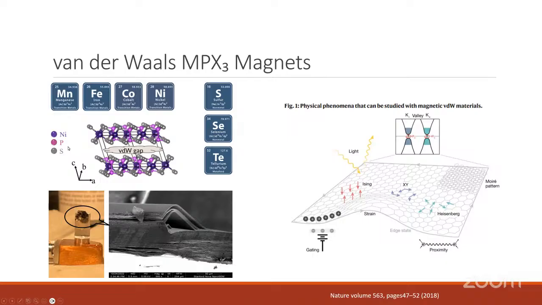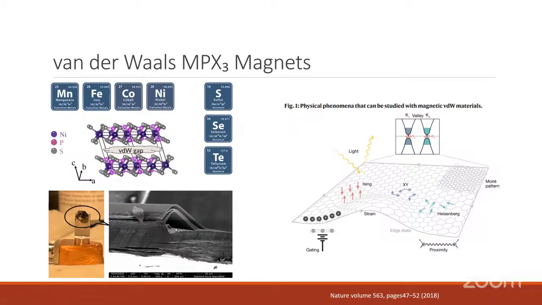For example, MPX₃ has a van der Waals layered structure. Each layer contains a hexagonal structure made by the transition metal sites, and the layers are separated by the van der Waals gap. However, even though the layer system is pretty well defined, there is still weak coupling between the layers. I will talk about that later.